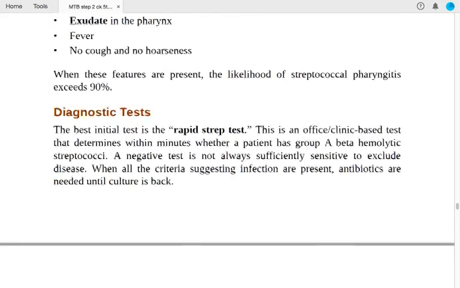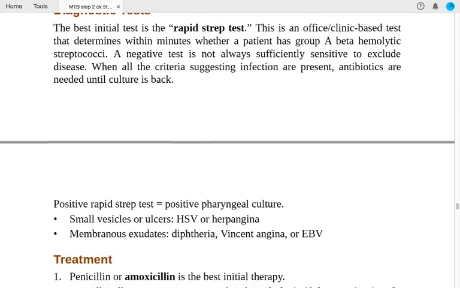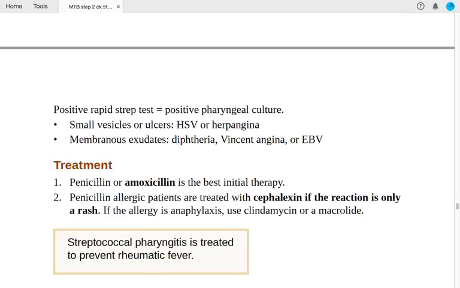Now for the diagnostic testing, the best initial test is the rapid strep test that you can do in OPD also, right? This is an office clinic based test that determines within minutes whether a patient has group A beta hemolytic streptococci or not. A negative test is not always sufficiently sensitive to exclude disease. When all the criteria suggesting infection are present, antibiotics are needed until culture is back, right? If strong evidence of infection is there, definitely we have to advise empirical antibiotics. Now, a positive rapid strep test means a positive pharyngeal culture.